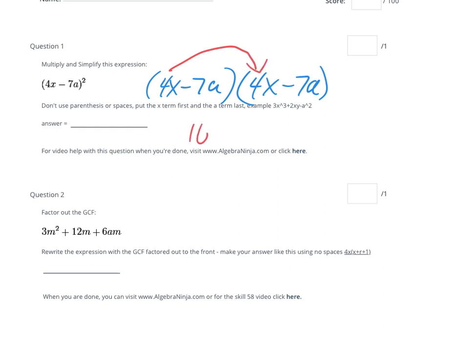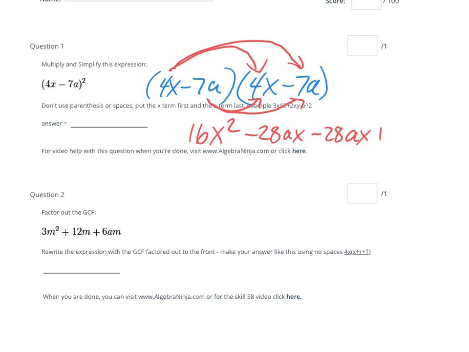That becomes 16x squared. And then 7 times 4 is 28, so negative 28. And it could be ax or it could be xa. It doesn't matter. Then this times this, which makes another negative 28 ax or xa, doesn't matter. And then last but not least, plus 49a squared.